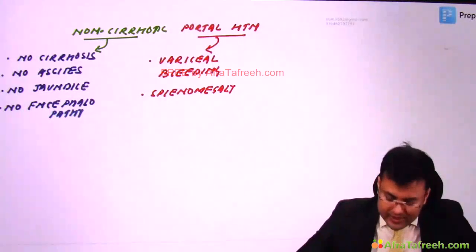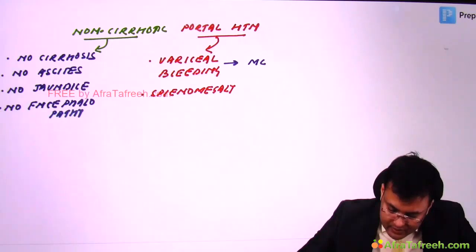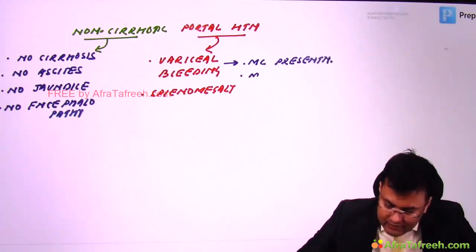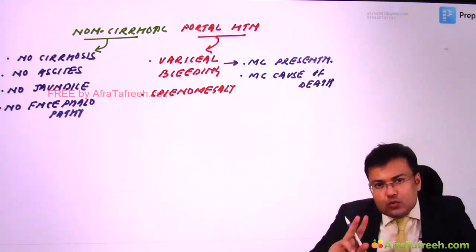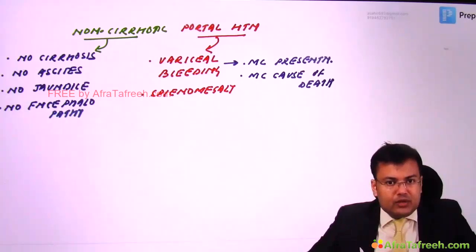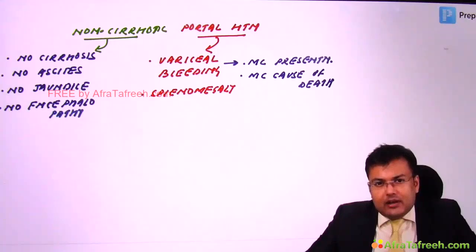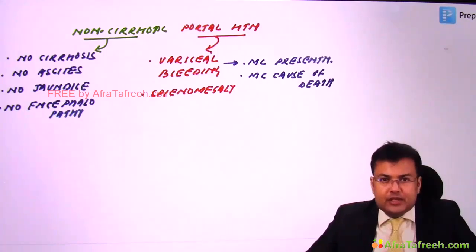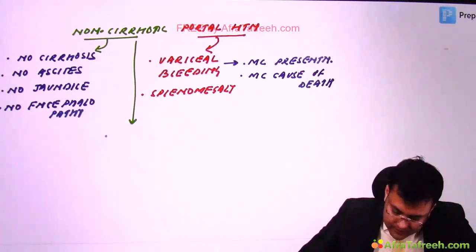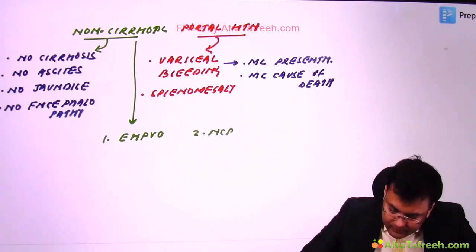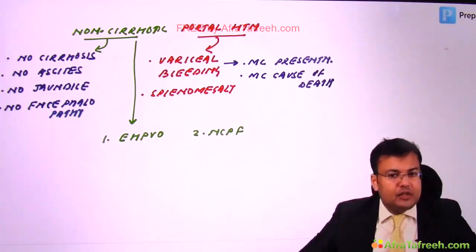Right? So what is the most common presentation and what is the most common cause of death? So the most common presentation as well as most common cause of death is what? Variceal bleeding. Simple. So what two conditions are included in non-cirrhotic portal hypertension? The two conditions are one, EHPVO, extrahepatic portal venous obstruction, and second is NCPF. So this non-cirrhotic portal hypertension includes EHPVO and NCPF, extrahepatic portal venous obstruction and NCPF.